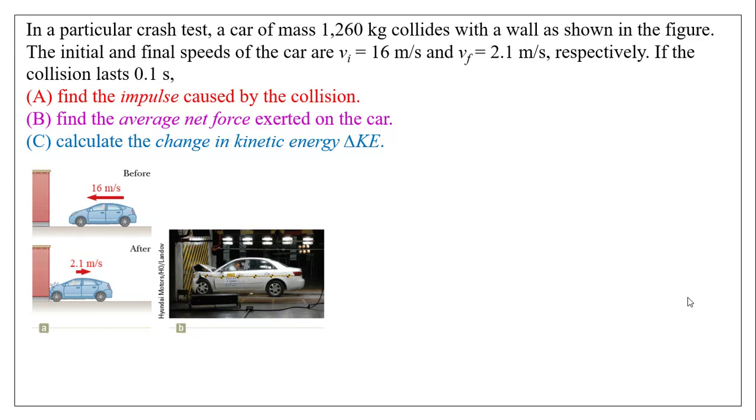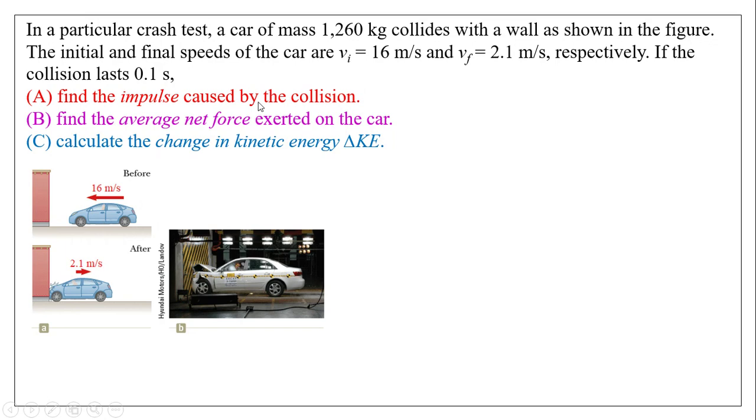Alright, so here in this particular video, there's a crash test. It says here a car of mass 1260 kilograms collides with the wall. It is initially moving at a speed of 16 meters per second, and then it hits the wall and rebounds at a speed of 2.1 meters per second. Alright, so let's go ahead and do part A, B, and C.